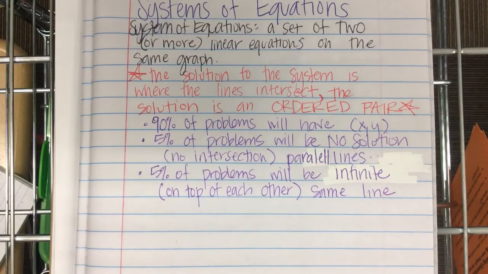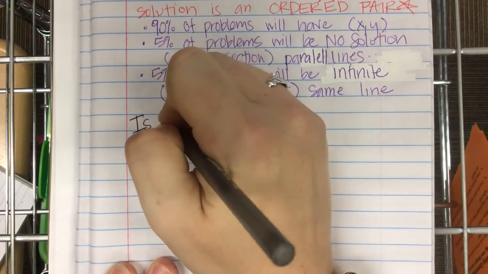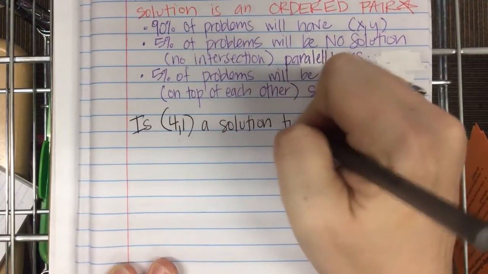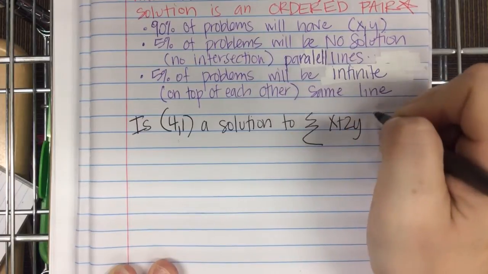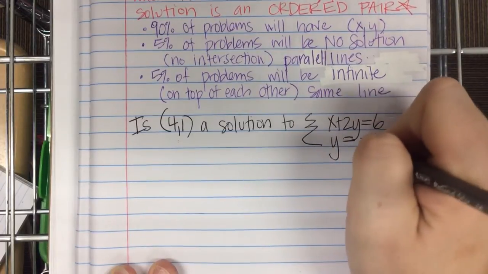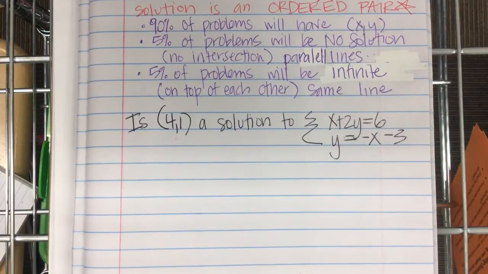All right, so this is the easiest type of question you're going to see. There are four like this on your homework. Is the ordered pair 4, 1 a solution to x plus 2y equals 6 and y equals negative x minus 3? Is it a solution? So this answer is a yes or no question.